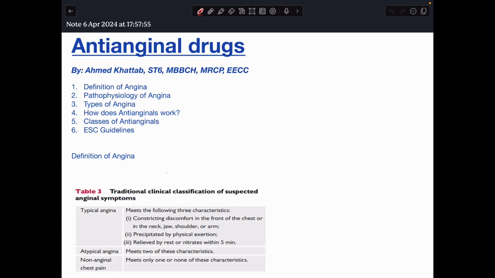Hello, so today we're going to talk about the anti-anginal drugs. This presentation is mainly aimed for medical students and junior doctors. So we're going to cover the following 6 sections.